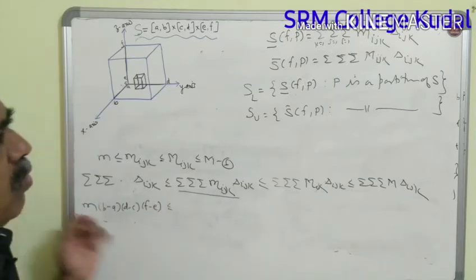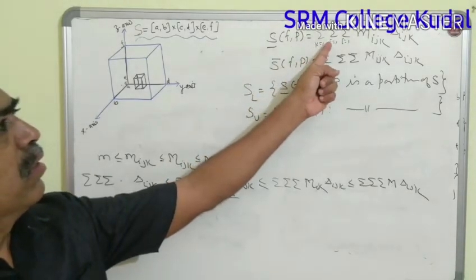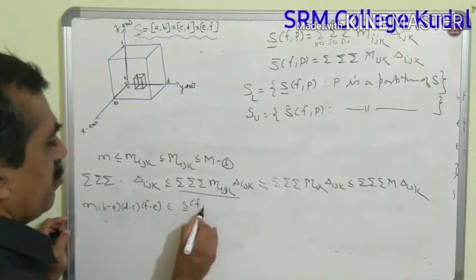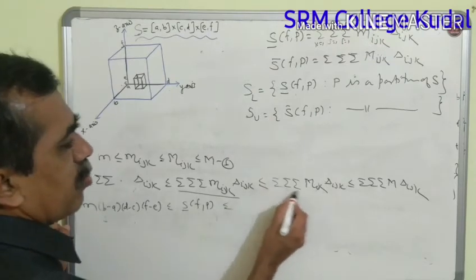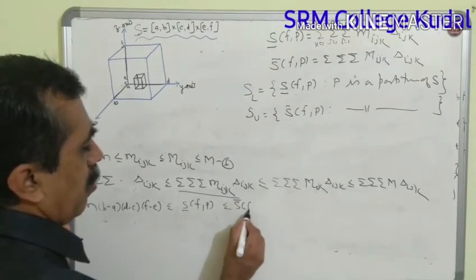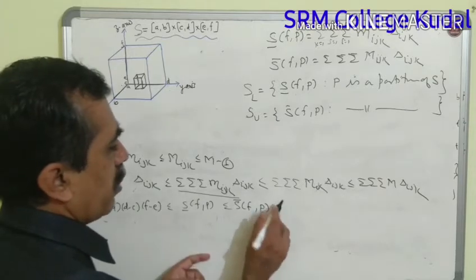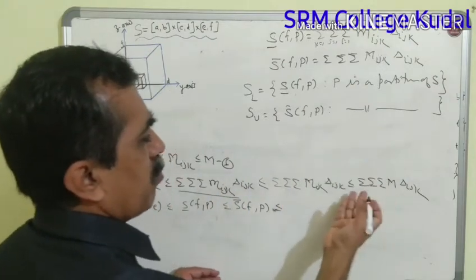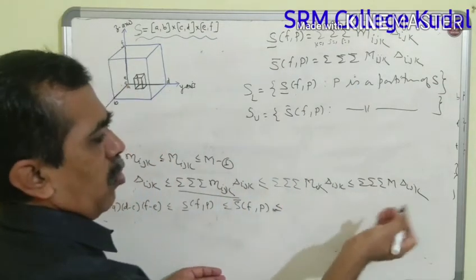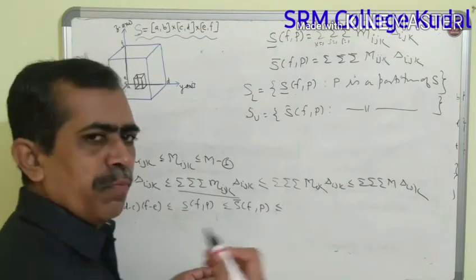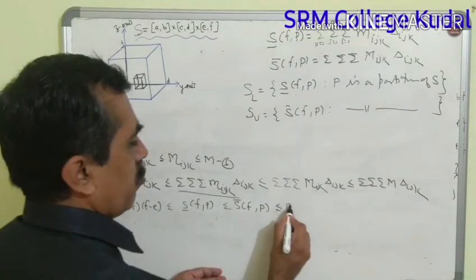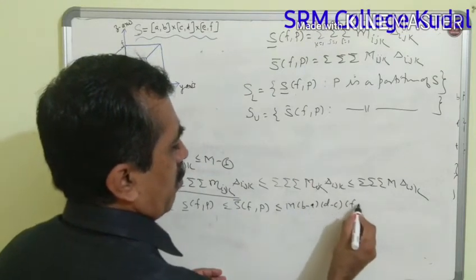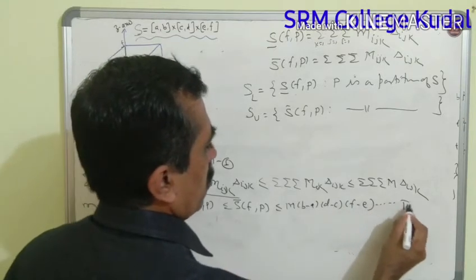Now from this, by definition of lower sum, it is nothing but the lower sum of f with respect to partition P, less than or equal to the upper sum of function f with respect to partition P, and it is less than or equal to, again, this capital M is the supremum value, some constant number, so again the sum of the volumes of all the subcuboids will give rise to the total volume of the cuboid. So it is again M into b minus a into d minus c into f minus e. Suppose this is my number 2.